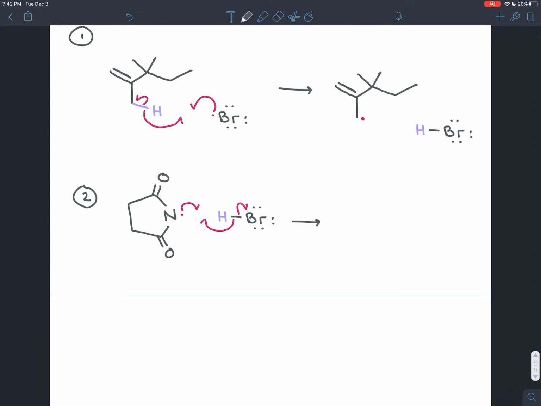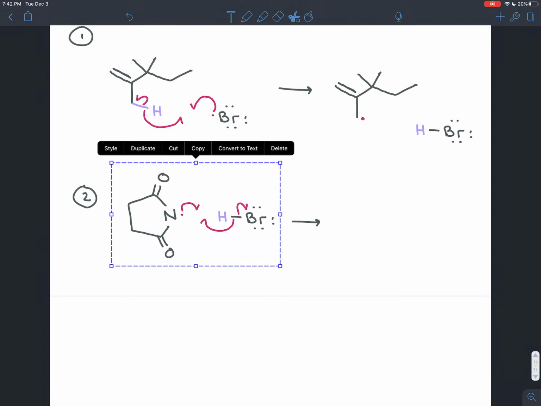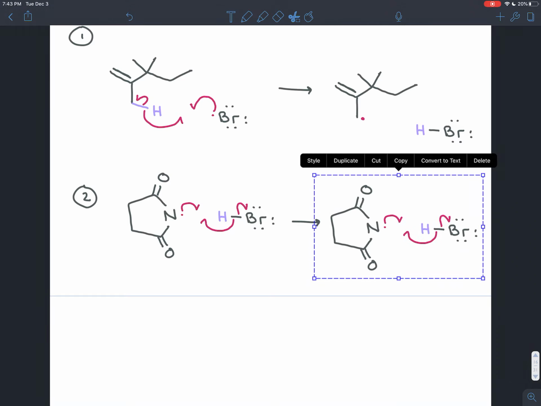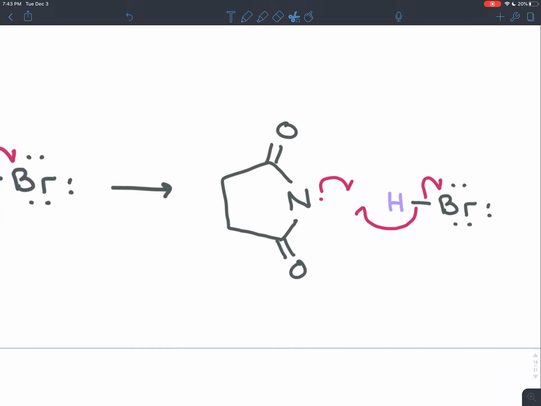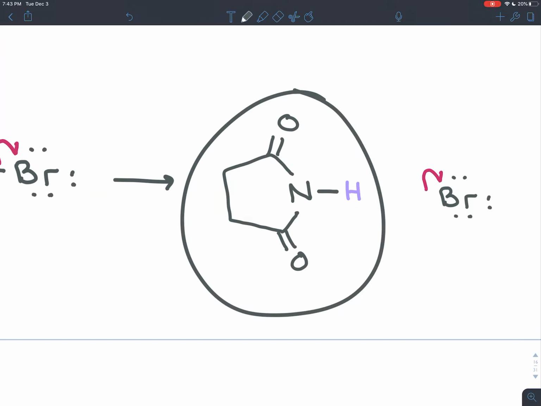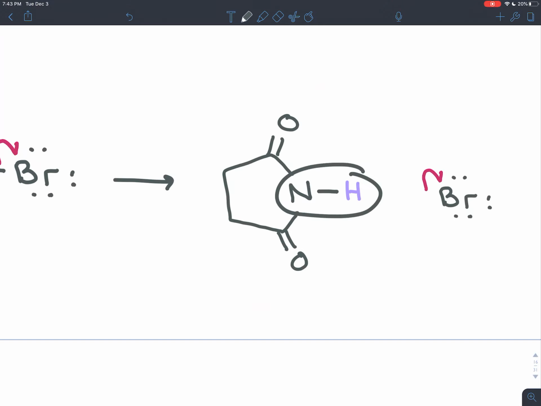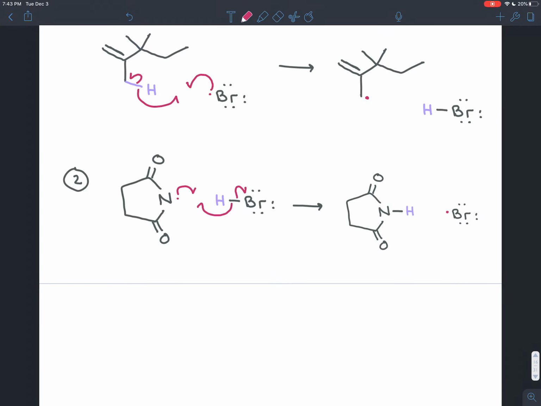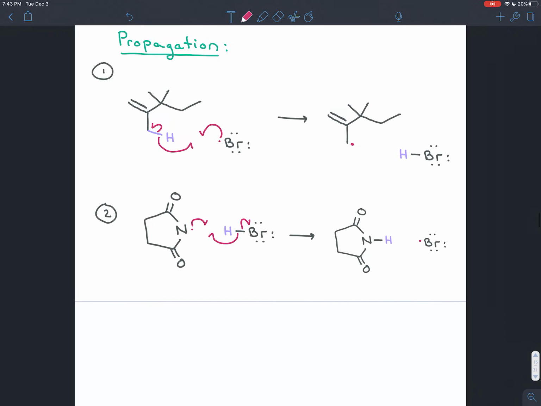So this bond breaks, hydrogen contributes 1 electron, nitrogen contributes 1 electron to form a new bond between the nitrogen and the hydrogen. So now we just have succinimide, regular old succinimide, no bromine on the nitrogen, and bromine turns into a radical. Okay, so that's the middle of our story, the 2 steps in the middle, the propagation steps.